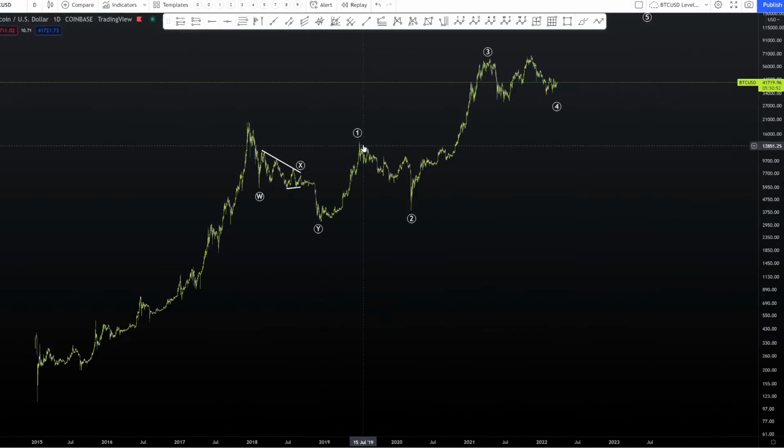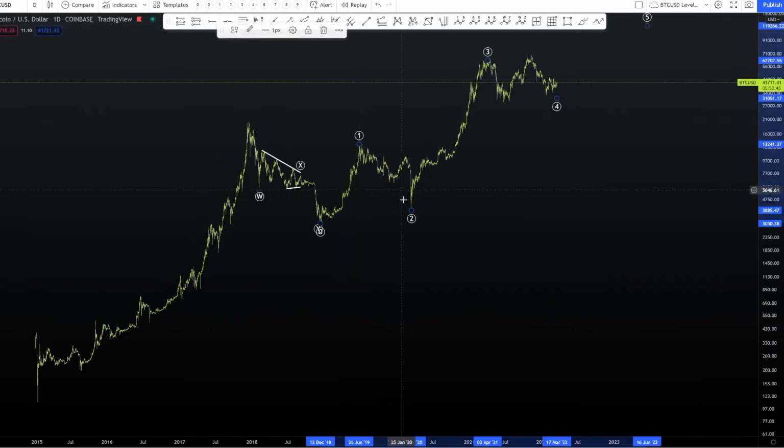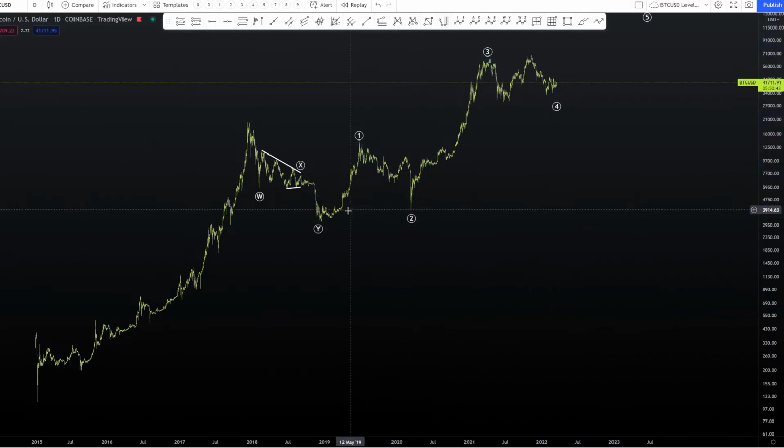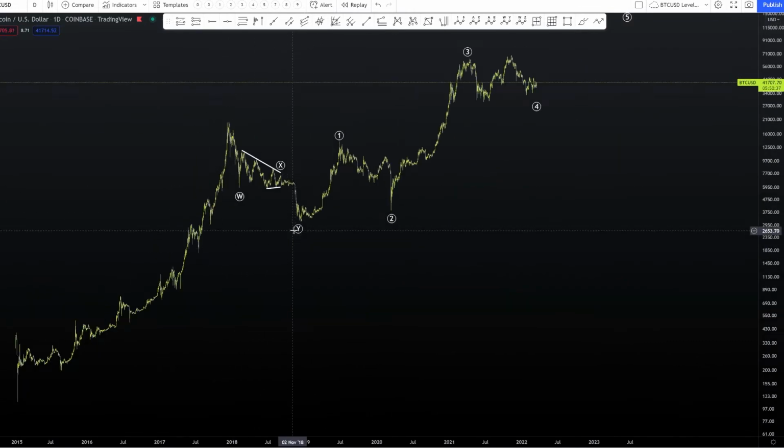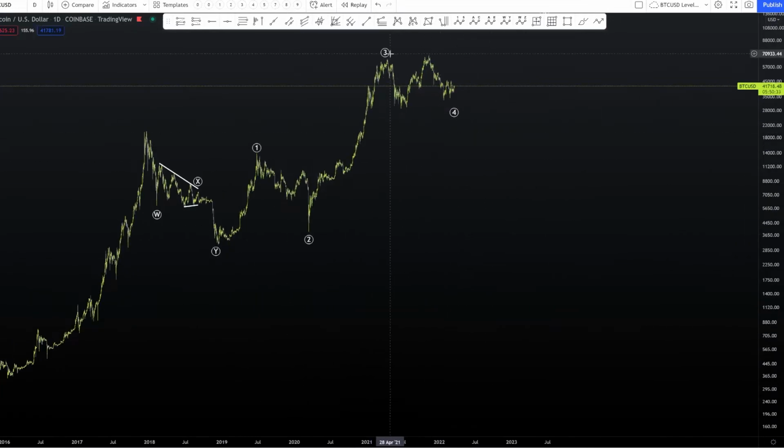Instead of calling this a WXY, it's much more simple to just say this is an impulse wave then a corrective wave, which we did here, where this is a wave 1 and this is a wave 2. And instead of saying this is all a wave W, we instead said that this is all a wave WXY to give us the completion of this correction right here. And that would mean that this would be a 3 and this would be a 4.